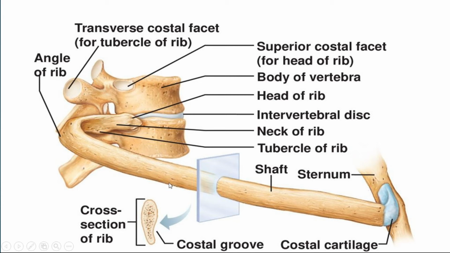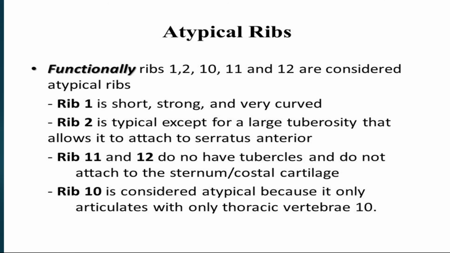The body or shaft of the rib is thin, flat and curved, and it has a costal groove. Here is the costal groove. The costal groove offers protection and a path to the neurovascular bundles. And this angle, also called the costal angle, provides the attachment of the deep back muscles. That was all about the typical rib.